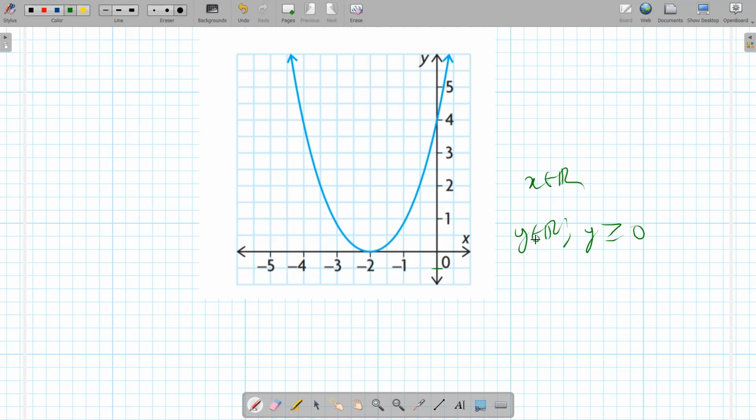Okay, the range: look at the minimum value, right? What's the minimum value going to be? 0. Oh yeah, I don't have to write the 0 though. That's why I just said x is anything and y is anything. You can't get away with just writing that. You have to write this as well, okay? Because y is always going to be 0 or more than 0. It's never going to be below 0. So there's a restriction on the y.